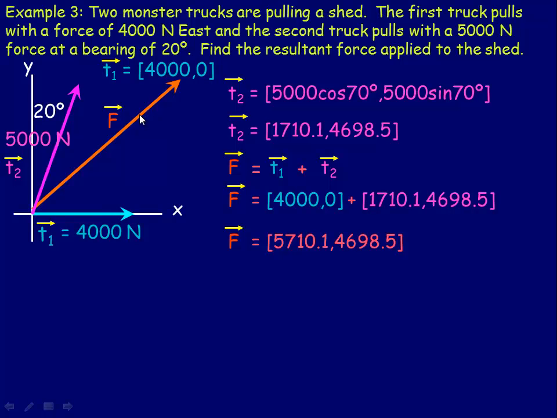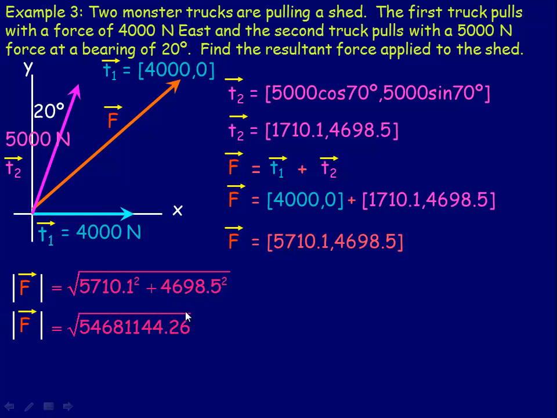Now, if we want to know how big the vector is, really want to know, first of all, what its magnitude would be. And so we just use the magnitude of a vector formula from the previous page, and it would be the root of the x component squared plus the y component squared. And so if we square those, add them together, we get a very big number. Let's see now, 54,681,144.26. And then we take the square root of that. So the magnitude of F is about 7,395 newtons to the nearest whole number.